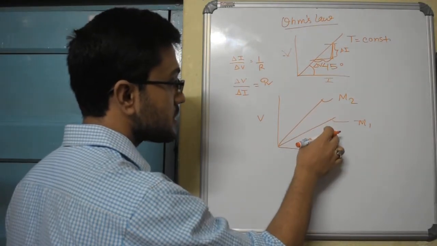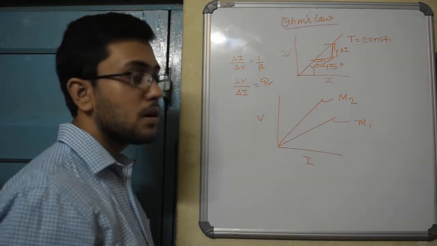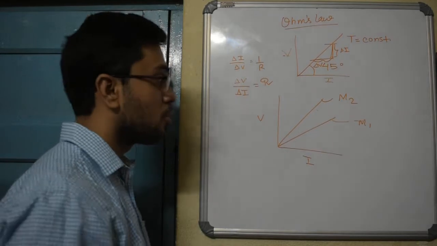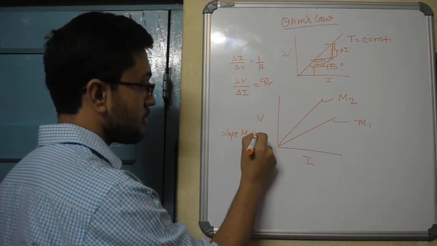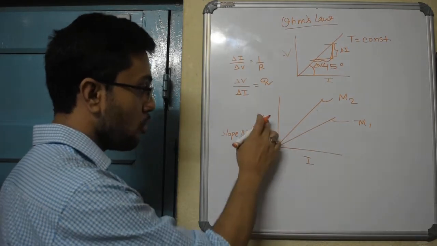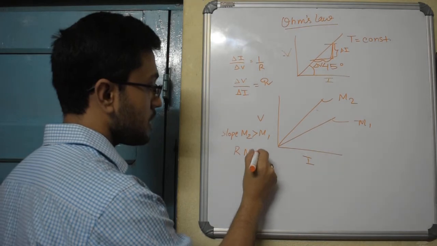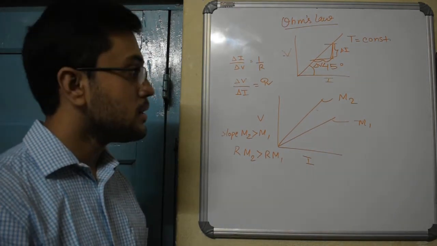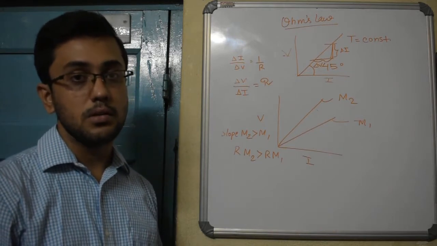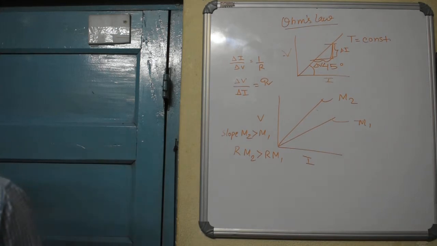As you can see from this graph, the curve M2 is steeper, and the steeper a curve is, the more is its slope. That means the slope of M2 is greater than that of M1, and the slope of the VI curve is itself resistance. That means resistance for material M2 is greater than resistance for material M1. So looking at the slope of the curve, you can also find out which one has a greater resistance.